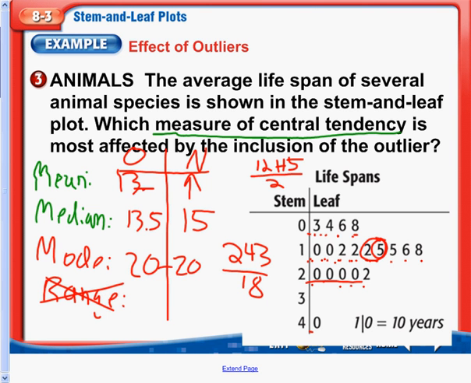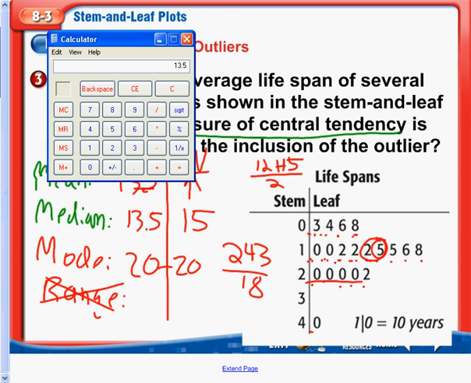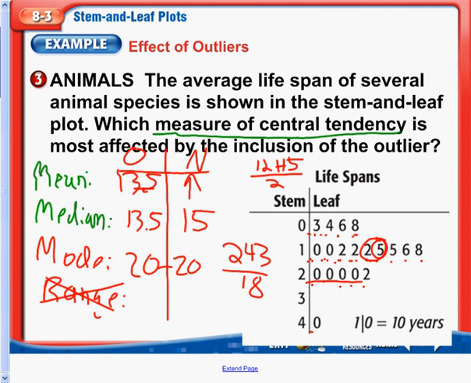13.5 compared to, now let's add 40 to 243. That gets us 283. So 283 divided by 19, we went up to 14.9. So in this situation, it was close, but actually our median increased more than our mean.